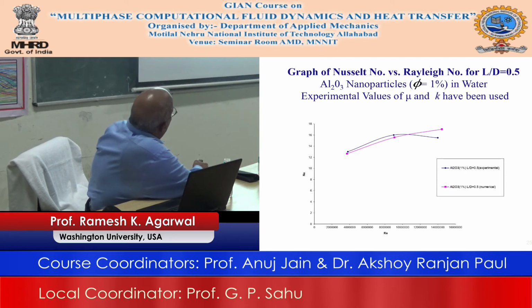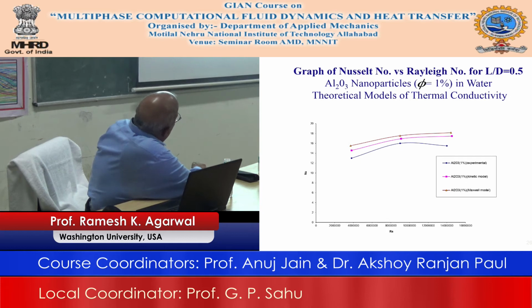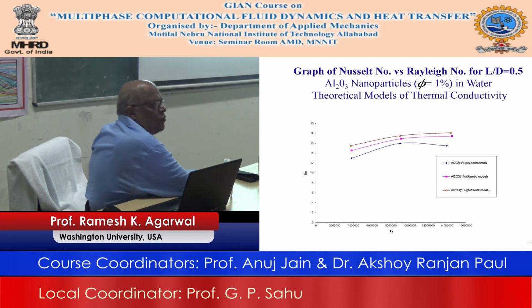And now you go to 1%, then you have, I think this is the experiment, and this is aluminum oxide with a kinetic model, and this is with a Maxwell model. So this is the Maxwell model, and this is the kinetic model, and this is the experiment. So the kinetic model is slightly better, but it is not perfect. And both of their predictions are higher than the experiment, which is in blue. So now there is a potential here to make more improvement to that.